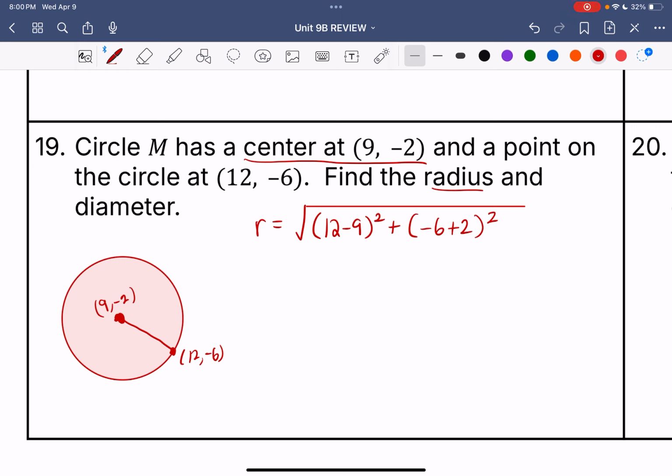Then let's just put this whole thing into the calculator. So give me a second to type that in. Okay, and I actually get just 5. So radius is 5.